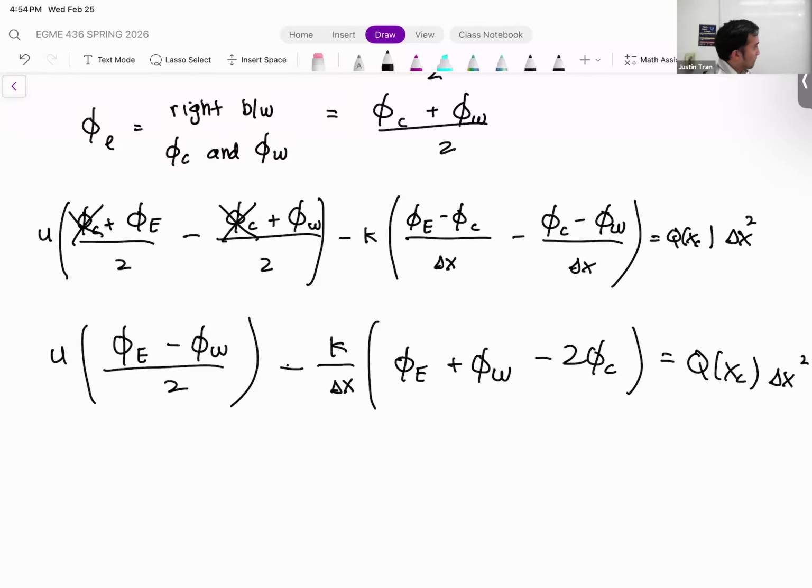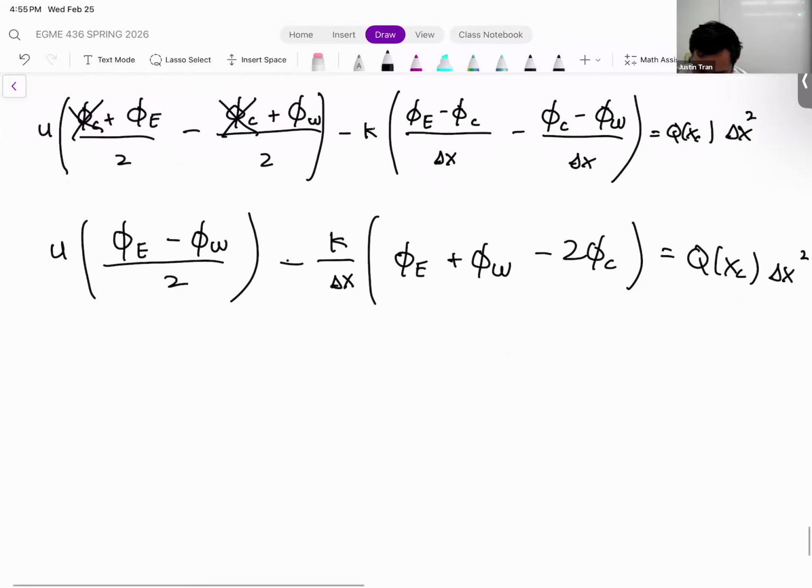Okay. All right, so the last thing we need to do here is that usually the way we simplify this is we group the terms according to their corresponding phi values. Essentially, we just want a coefficient in front of each phi value so we know what to plug in for each of these.